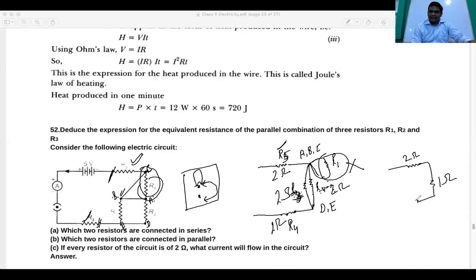Once again here it will be 2 ohm, so it will be 5 ohm. How much? R3 and R4. So this will be 5 ohm, and now it becomes 5 ohm, and if the battery is given 5 volt, so current will be V by R. So this will be 5 by 5. This will be 1 ampere. Got my point or not?